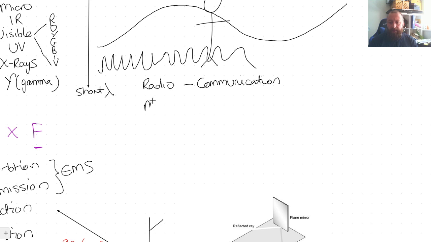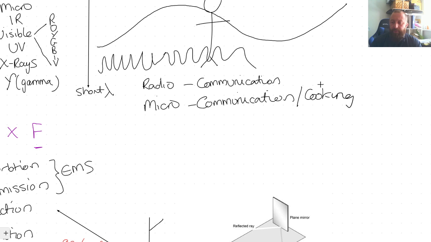If we go down and have a look at microwaves, again, the big use, apart from the fact about cooking, is communications again. So I will put cooking, but that's only one very, very specific frequency. In terms of cooking, we've got one frequency that's absorbed by water. It's actually absorbed by the bonds in water, and it makes these bonds vibrate, and it transfers energy by giving it kinetic energy. But it's only one frequency.